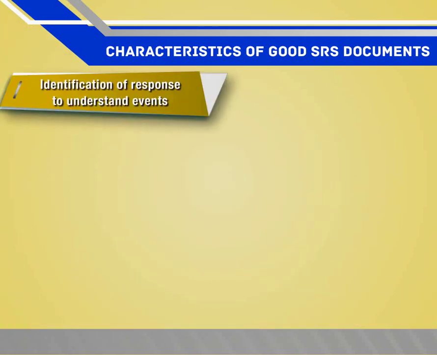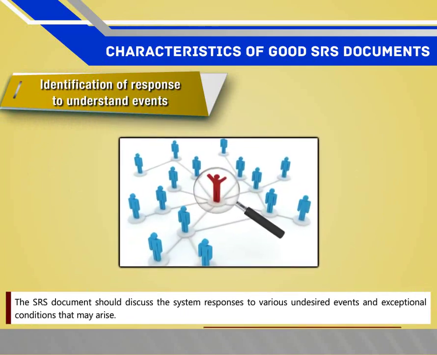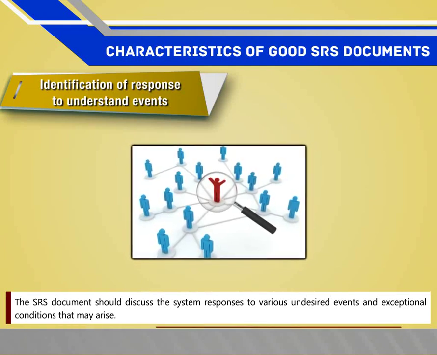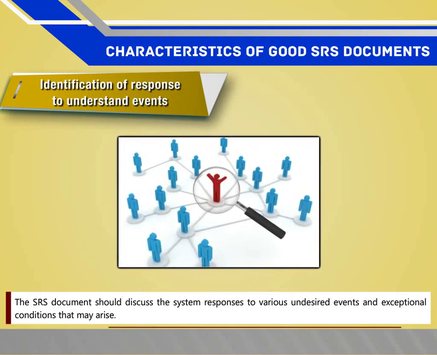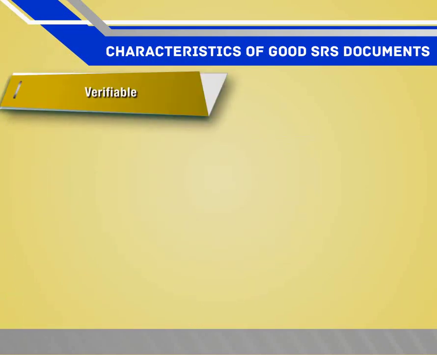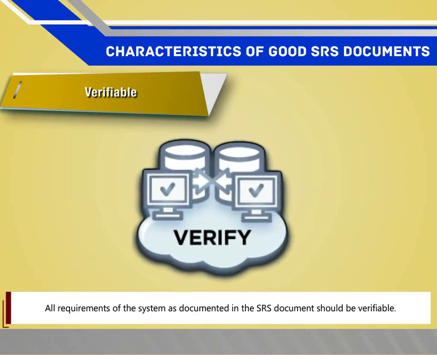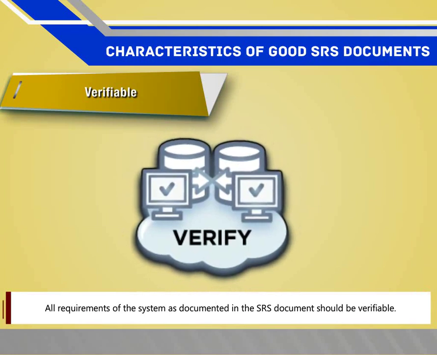Identification of response to undesired events. The SRS document should discuss the system responses to various undesired events and exceptional conditions that may arise. Verifiable. All requirements of a system as documented in the SRS document should be verifiable.